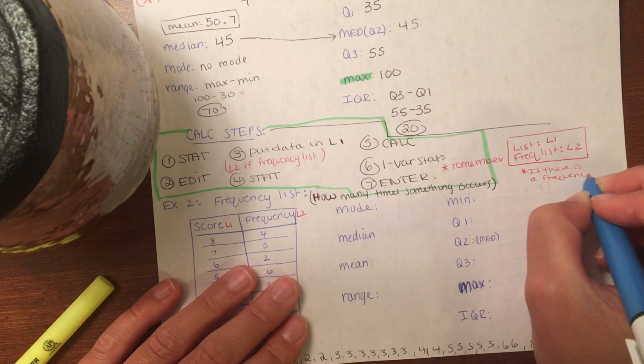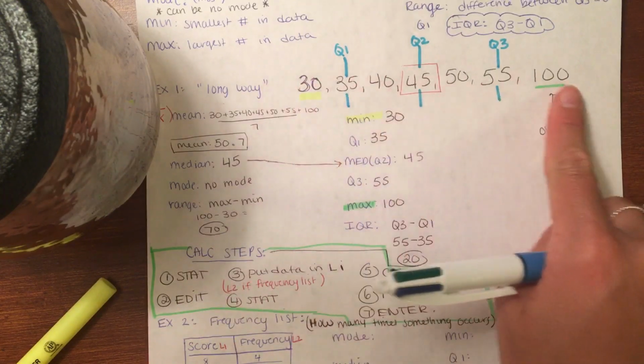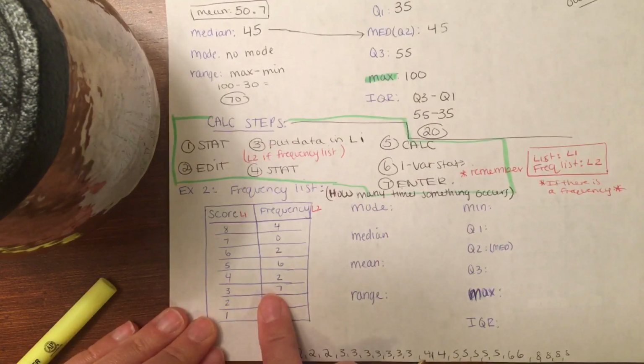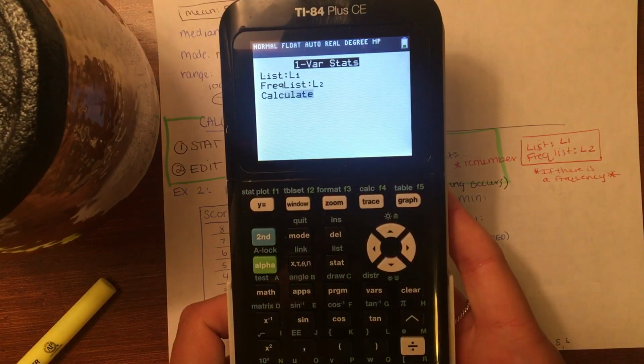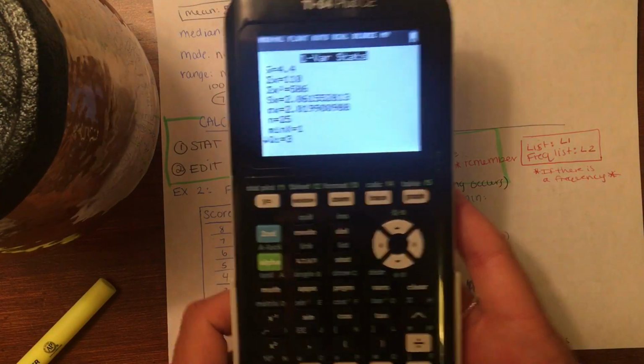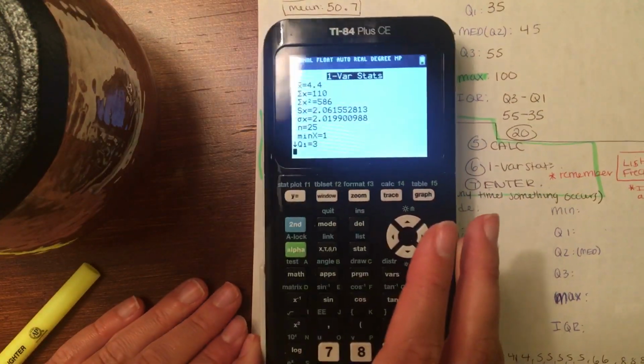Sometimes there's not. Like for example up here, there was no frequency list. Here there is, okay? So that's why we have to put L2. And we're gonna hit calculate. And these are all my stats that I want. So how easy is that? Get out of the glare.